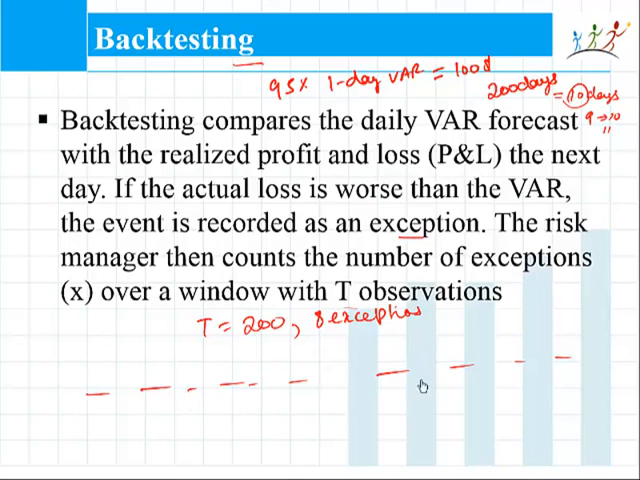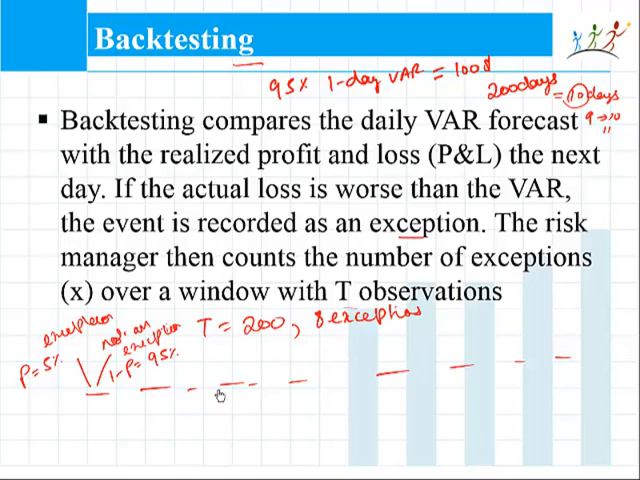So we can apply the binomial theorem, because please note that we are doing 200 trials. Each day, each trial can either be an exception or not an exception. So there are only 2 possible outcomes. The probability of it being an exception is 5%. So the probability of success is 5%. And the probability of it not being an exception, that is not exceeding the VAR, is 1 minus p, that is 95%.